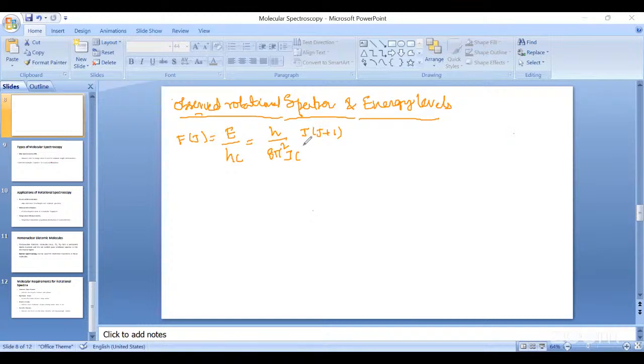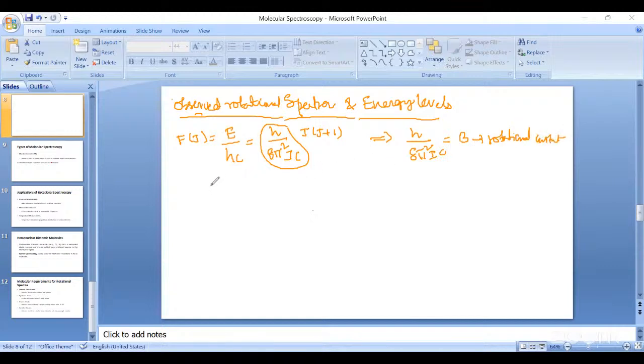So now we will take this h by 8 pi square IC, whichever we have, and consider it as B here. So we write that as B. We are writing h by 8 pi square IC is equal to B, which is called the rotational constant.